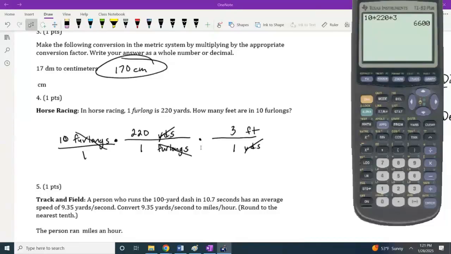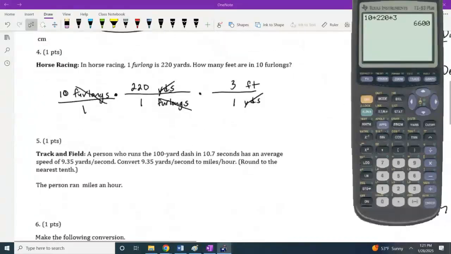I'm just looking at this answer key to make sure it's right, for number 6, not for number 4. Okay, yeah, 6,600. I'm just making sure this answer key is right. All right, so that's 6,600 feet.